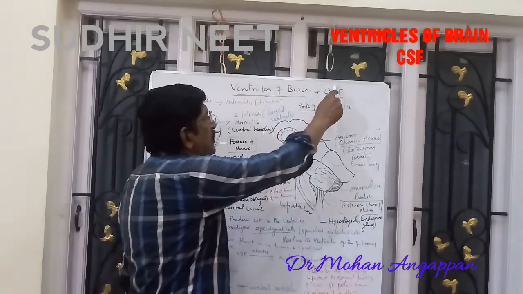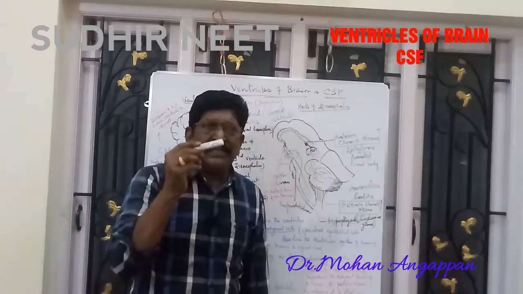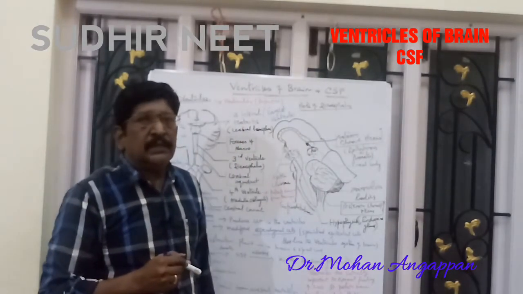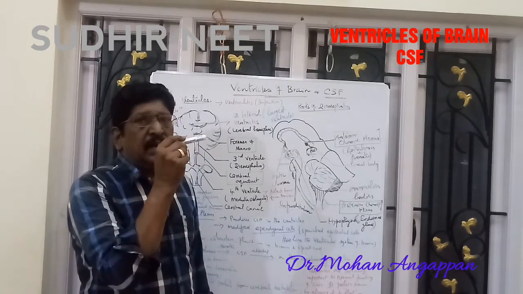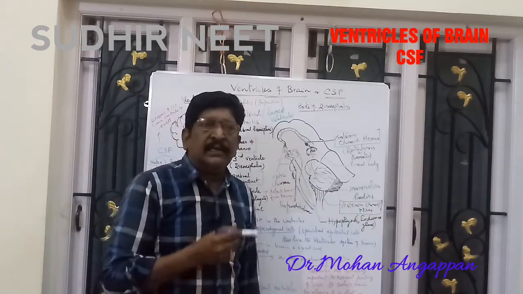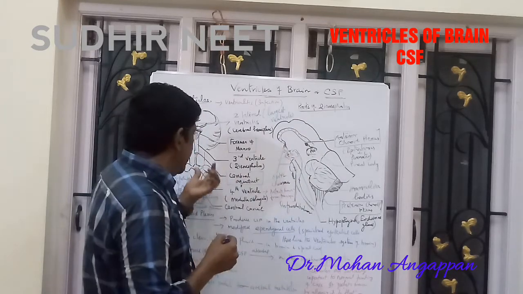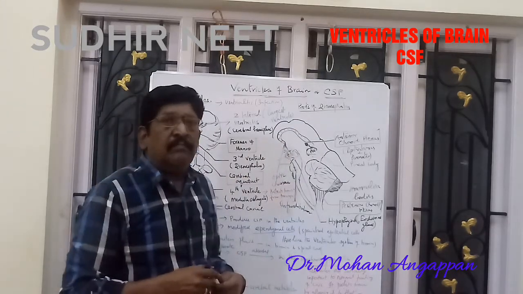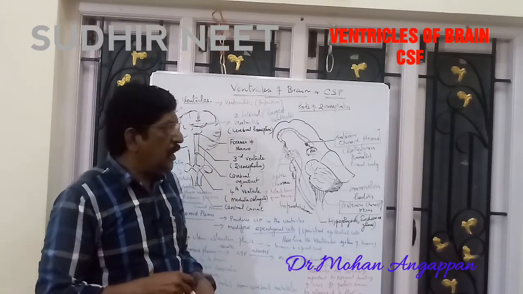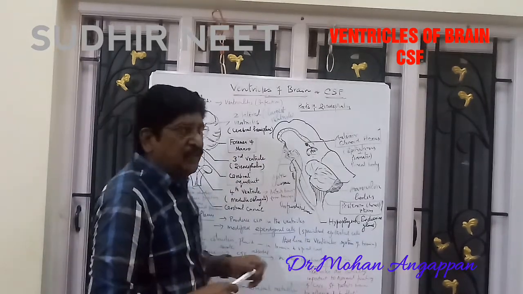Next we are coming to the cerebrospinal fluid. The cerebrospinal fluid is present surrounding the brain and the spinal cord. Actually in the brain, between the arachnoid membrane and the pia mater, there is a space, the arachnoid space, in which the CSF is present, and it is continued in the central canal of the spinal cord. Now, where does it originate?